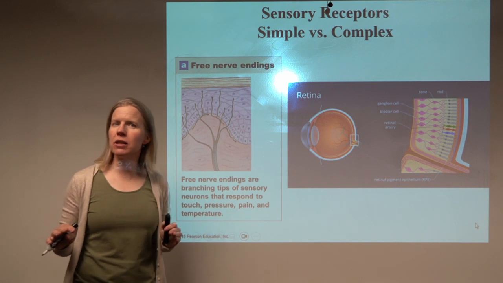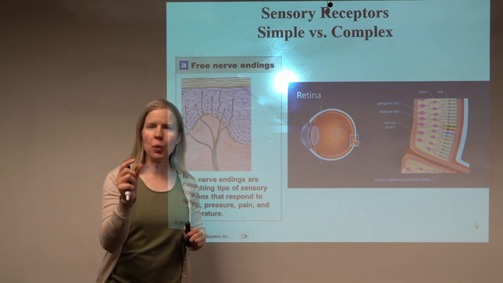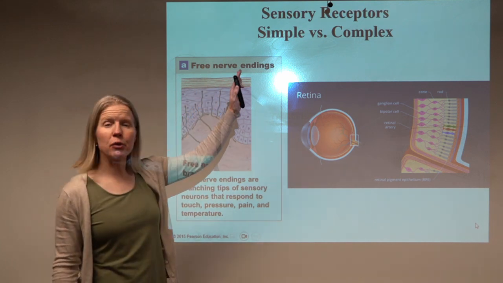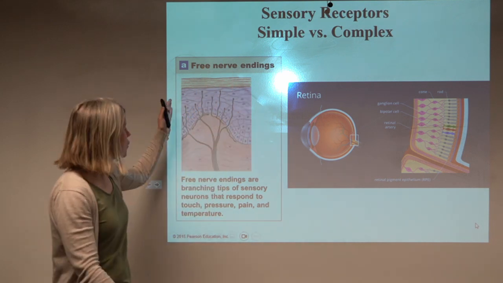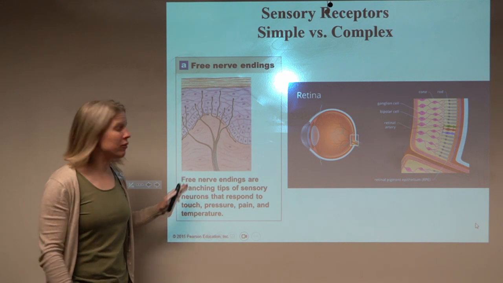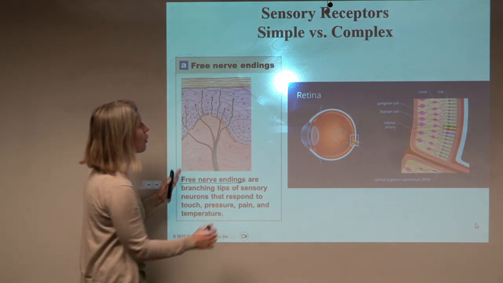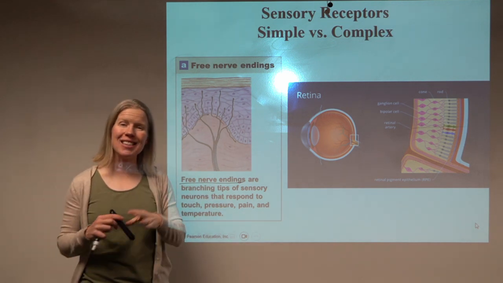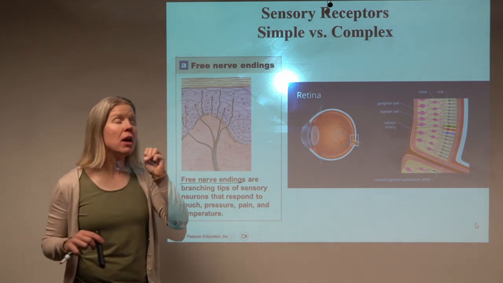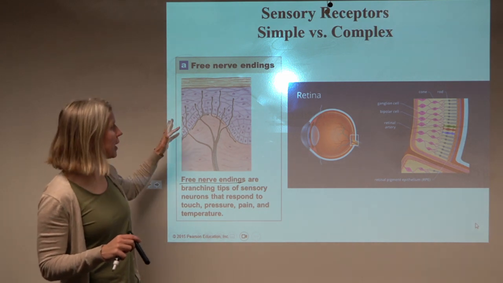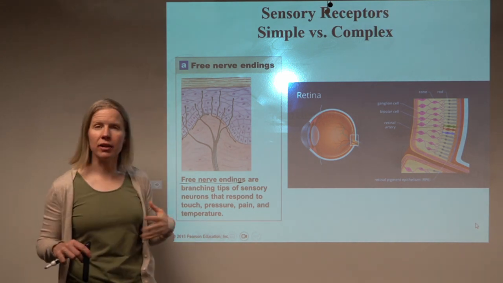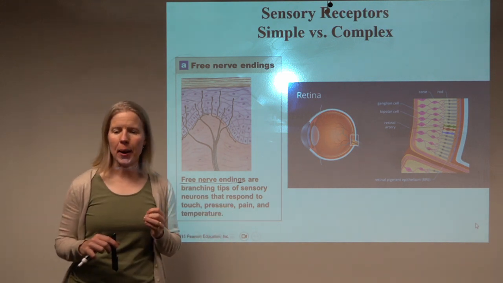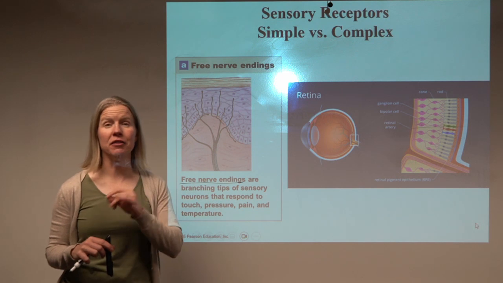We can categorize these in a few different ways. So the first way I kind of want to separate them is between simple receptors and complex receptors. So the simplest receptor that we have is what's called a free nerve ending, right? And these are just the dendrites, right, the dendritic end of a sensory neuron. And they can still pick up information, right? They respond to things like temperature, pressure, pain, right? All those sorts of things, but there's very little specificity, right?